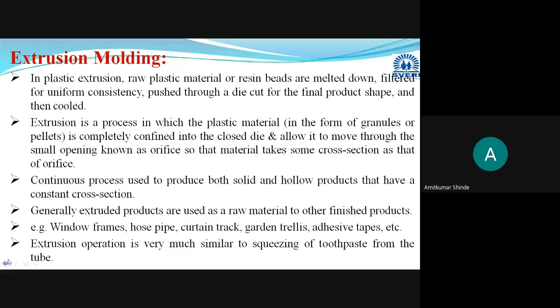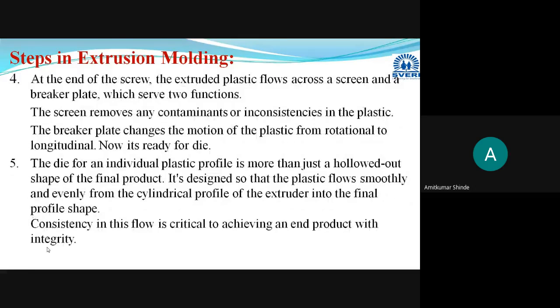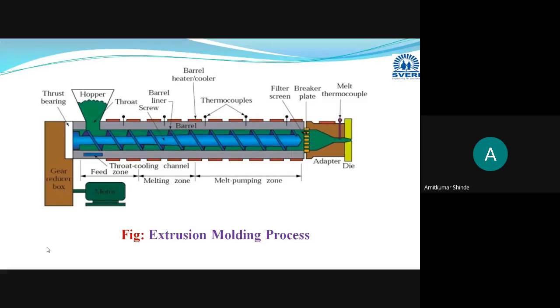Now, to understand this extrusion molding process, some points I have highlighted here. Some basic points I have collected in the first slide. Then the steps involved in the extrusion molding process. Generally five stages are there through which the raw material will pass and get converted into the desired product. And this is the diagram of the extrusion molding machine.